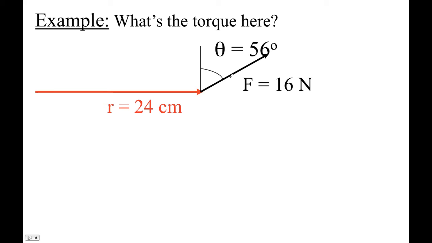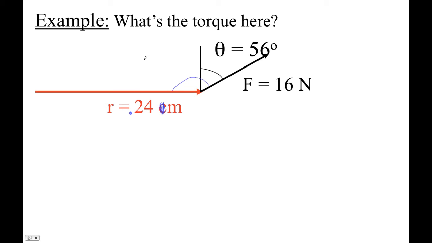I'm trying to trick you with this example problem. We've got 24 centimeters, and that's not the trick, that's 0.24 meters. The trick is that 56 degrees is not the angle between R and F. It always has to be an angle that starts on R and ends on F. So that would be a possible angle.